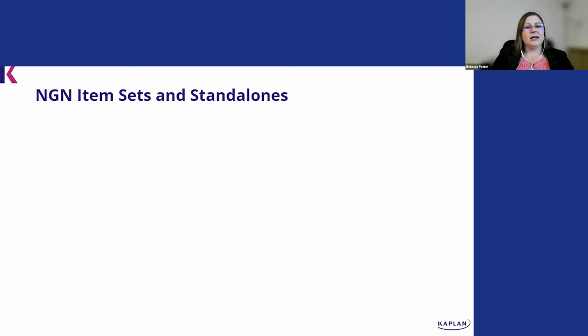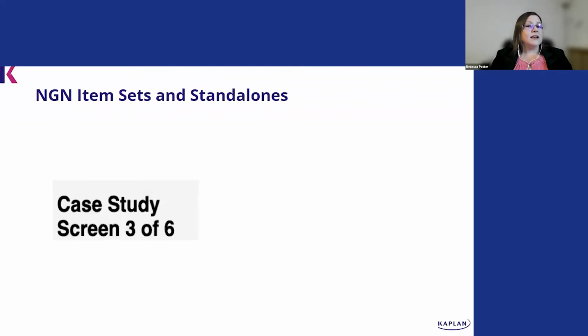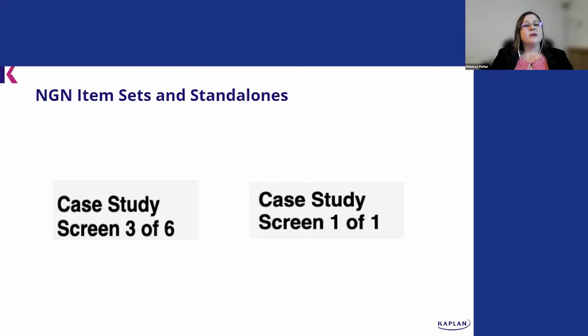In an NGN case study, you will read the information in the tabs on the left of your screen. You will see a question on the right of your screen. Items may be one of the 6 items in a set. You will see 1 of 6, 2 of 6, if that is the case. Like on the screen, you see 3 of 6. They may also be single standalone questions attached to a case study. You'll see screen 1 of 1, if that is the situation.